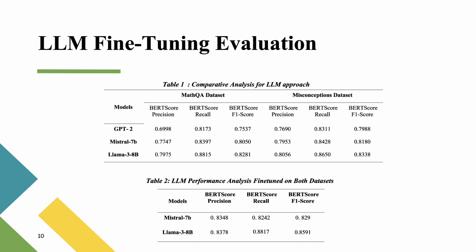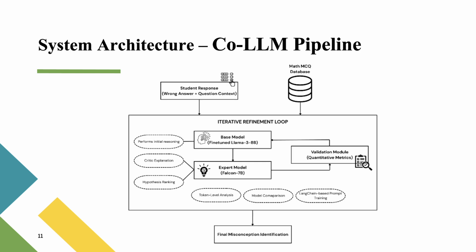Our co-LLM pipeline chains two fine-tuned models in sequence. The first model frames the question and options, and the second refines the generated misconception. This collaborative setup aims to improve generation precision by splitting the task into framing and elaboration stages.